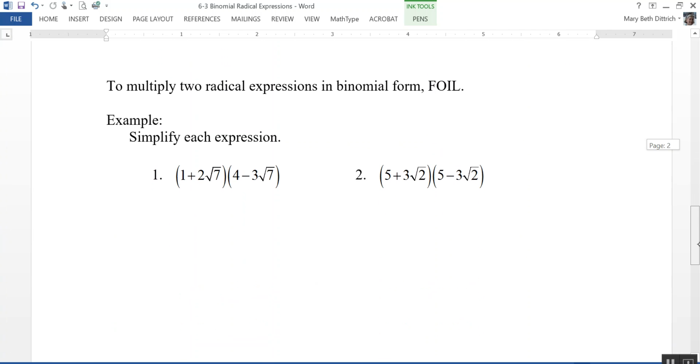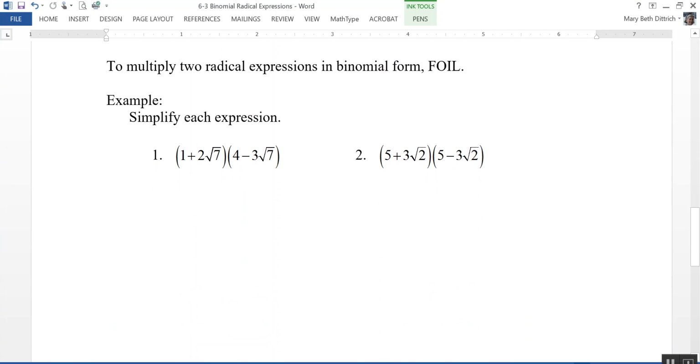To multiply two radical expressions in binomial form, we're going to use a method we've used with other binomials and quadratics. We're going to FOIL. So to simplify each expression here, I'm just going to FOIL this. So 1 plus 2 square root of 7 times 4 minus 3 square root of 7. Multiplying my first is going to give me 4. Multiplying my outer is going to give me a negative 3 square root of 7. Inner is going to give me 8 square root of 7.